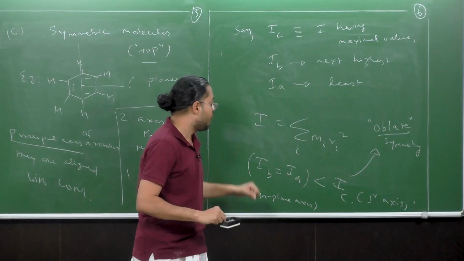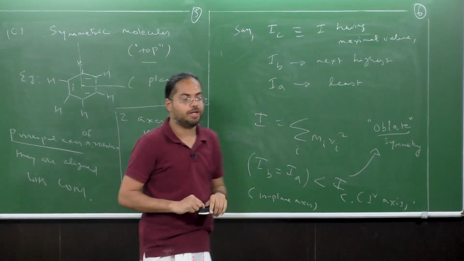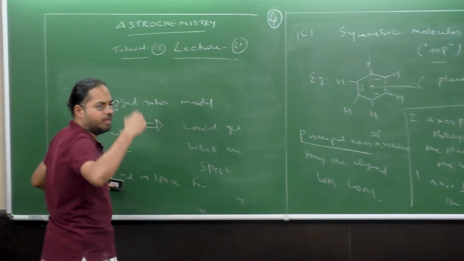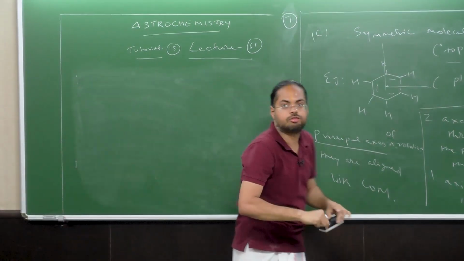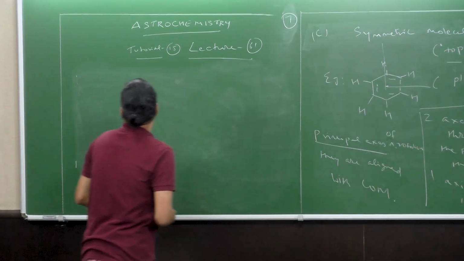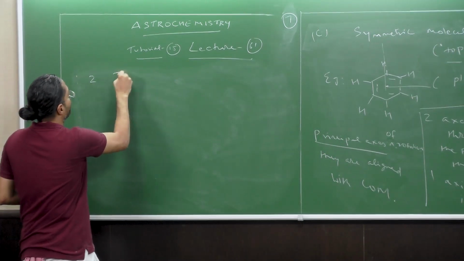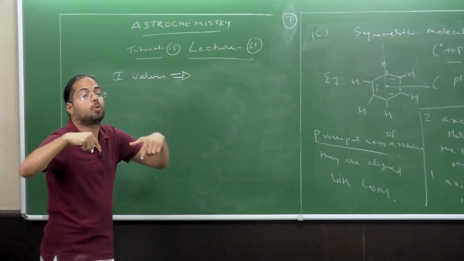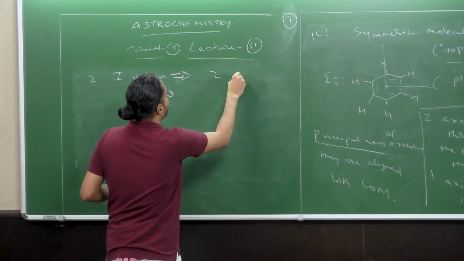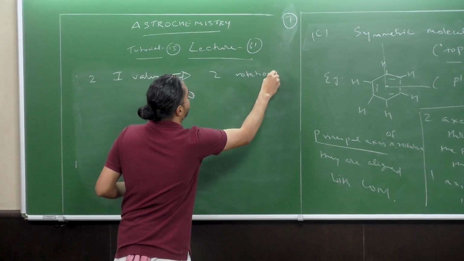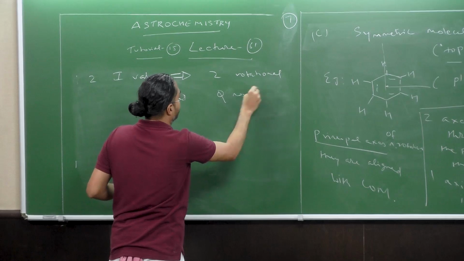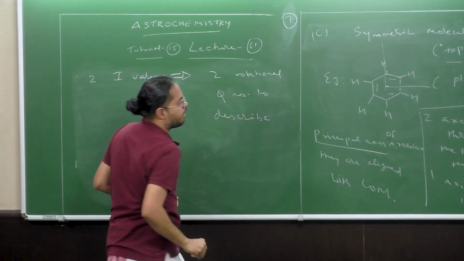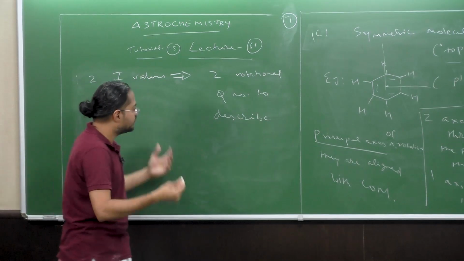But the point is, because I have effectively two moment of inertia values, I'll use this part of the board. As we discussed in an earlier lecture, the point being that two I values implies we need two rotational quantum numbers to describe the rotational motion.